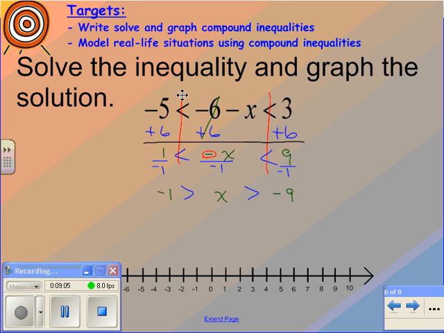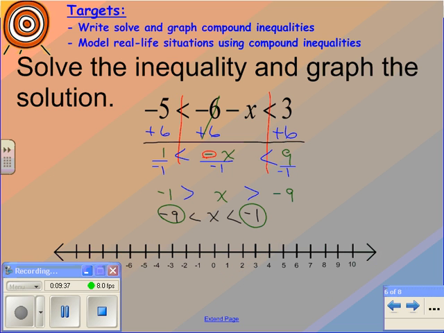So what I'm going to do is I'm going to rewrite this, and I'm going to say negative 9. I'm going to flip both of my inequality symbols as well. So I'm going to say negative 9 is less than x, and x is less than negative 1. Now I've got my smaller number over here. I've got my bigger number of negative 1 over on the right-hand side, and both my symbols are less than.